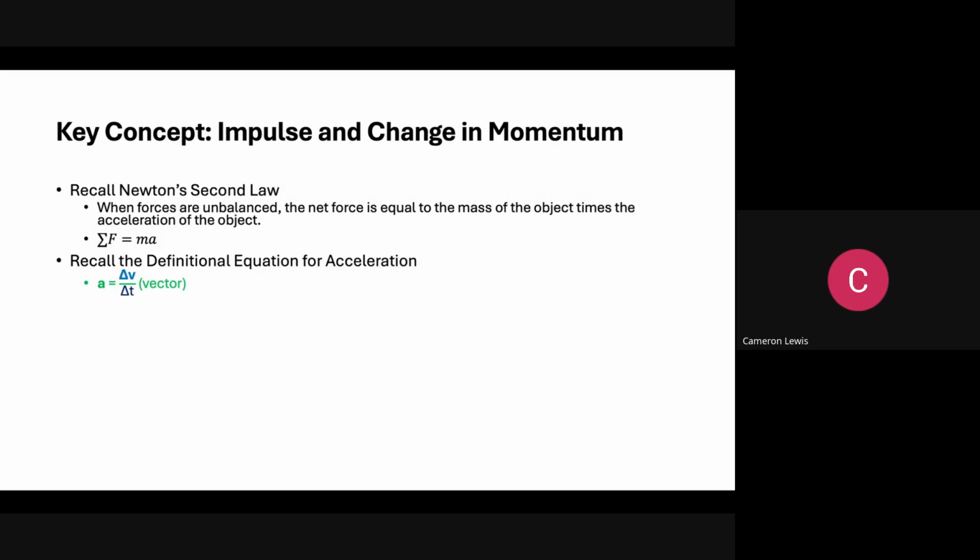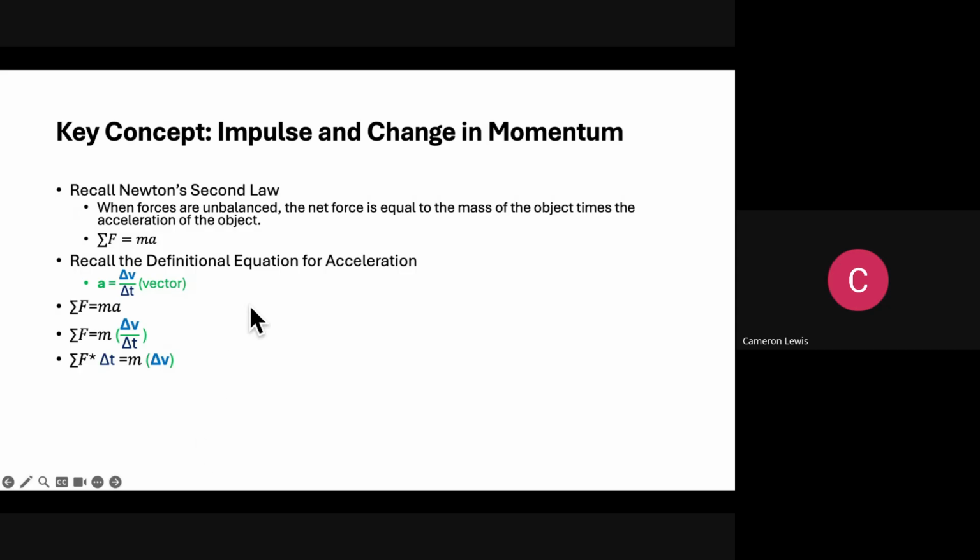So now also recall the definitional equation for acceleration. We know that acceleration is equal to the change in velocity over time, and it's also a vector quantity. So when we look at Newton's second law and change the acceleration to its definitional equation, change in velocity over time, we can do some simple algebra. If we multiply time by each side, we move time onto the other side. So now we have the sum of the forces times time equal to mass times the change of velocity.